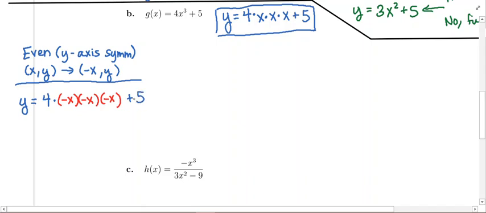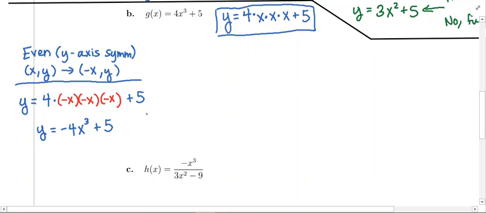Now we need to simplify to see if we get the original function back. So we're going to have y equals 4. We need to talk about the sign here. Negative times negative is positive, times negative is going to be negative. So this is actually going to be y equals negative 4, and then x times x times x is x cubed, plus 5. So we have simplified the function here.